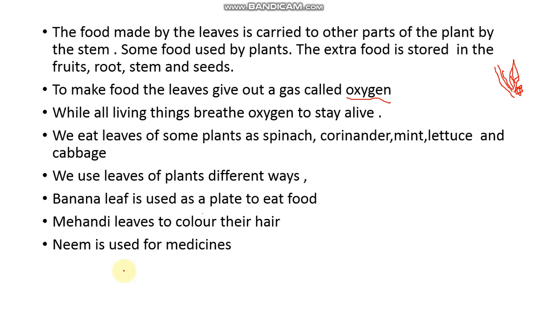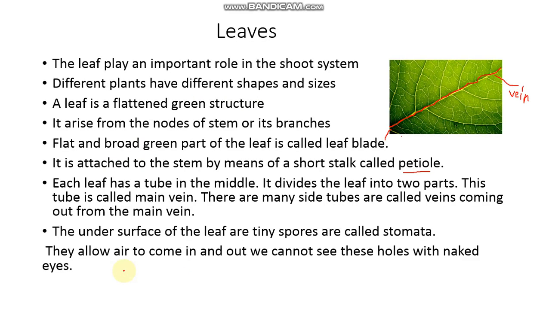Why should we grow at least one plant near our house? If we look after the plant and preserve it, it gives us food, oxygen and many other things. It is very important because it sustains our environment. Okay, students, so the plant is very important.